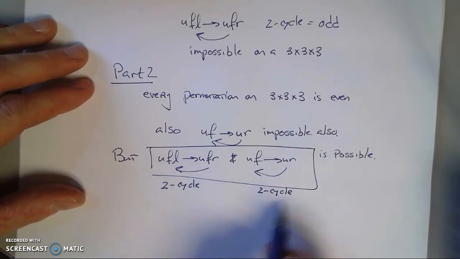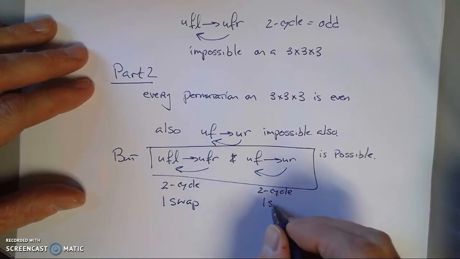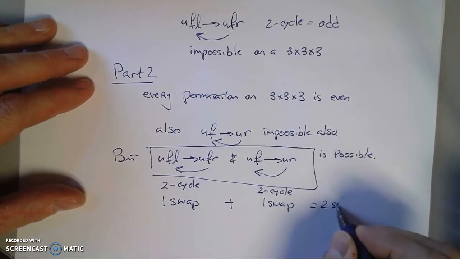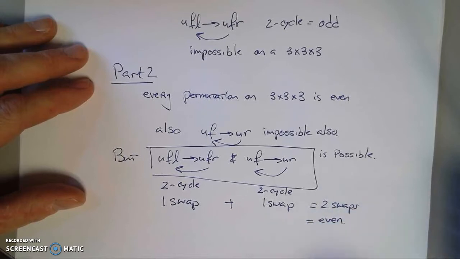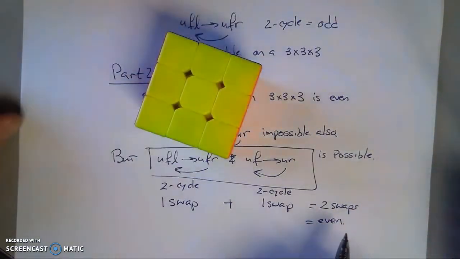Well, there's a 2-cycle and a 2-cycle. This is one swap. It's a literal swap. This is one swap. 1 plus 1, 2 swaps. This is even. The cube, the 3 by 3 by 3, has even permutations.